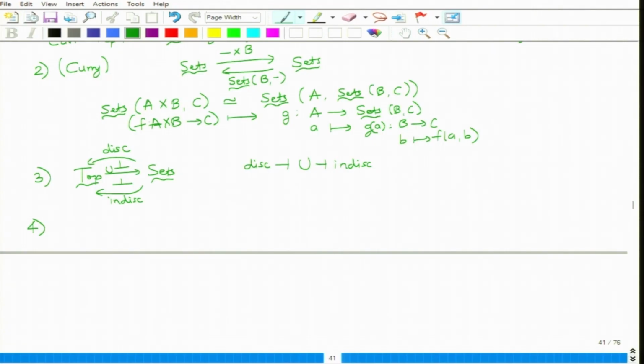Well, let's talk about this. Cat and sets. Do you remember what cat is? Small categories. So, can I go from small categories to sets? Collection of objects. So, very good. So, I will call it ob. Okay. Does it have a left adjoint?